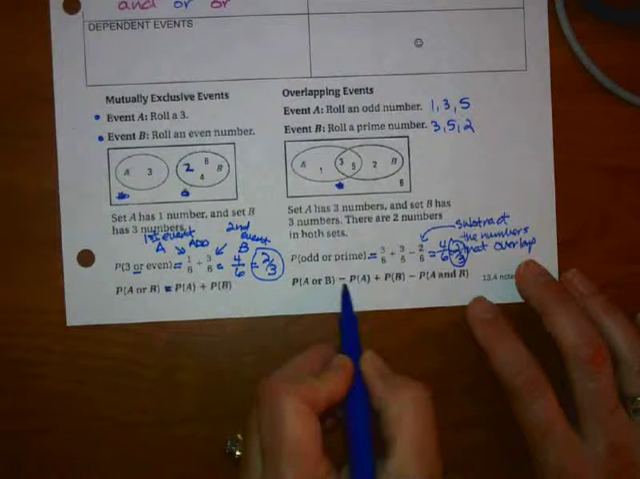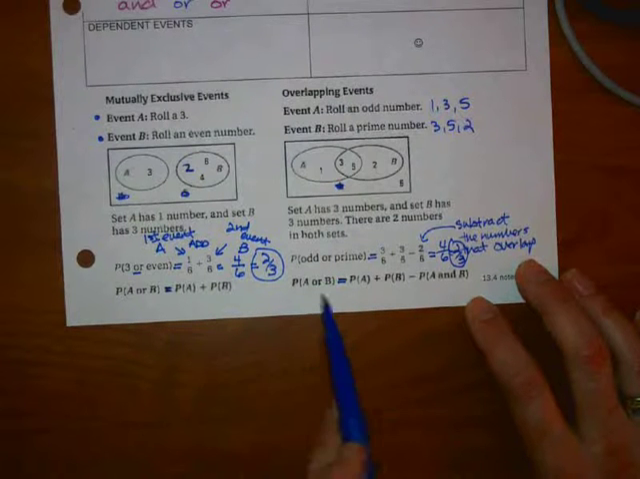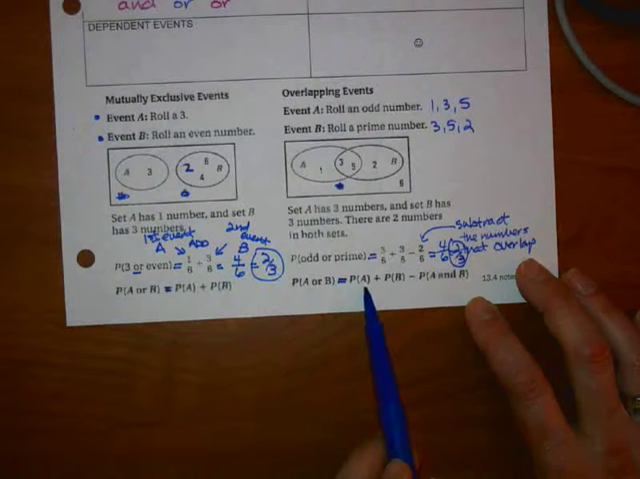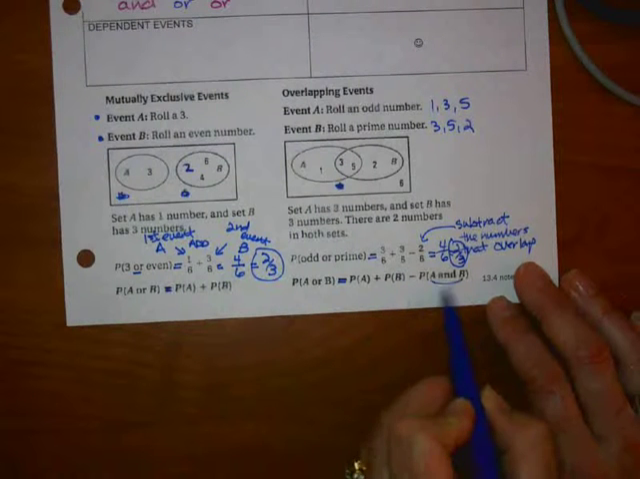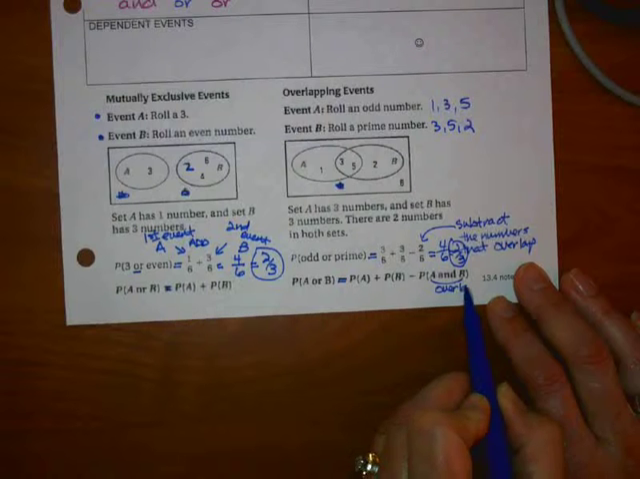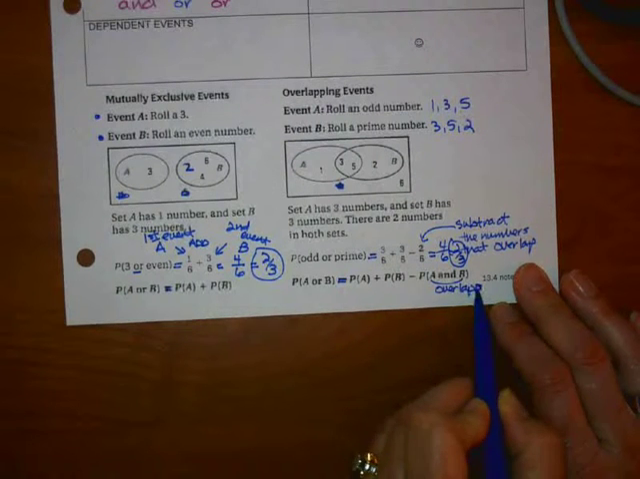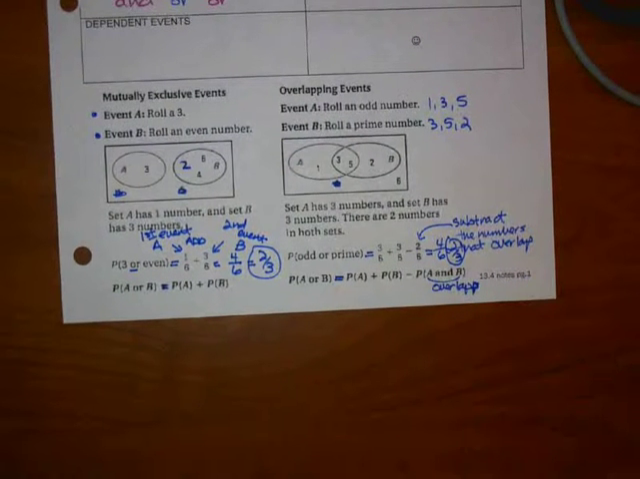So here's the formula for this. Overlapping. The probability of A or B occurring starts out the same. You add the probability of the first event, you add the probability of the second event to that, and you take away the probability of the overlap. That's the overlap, the number of times numbers occurred more than once. Yeah? It's not too bad.